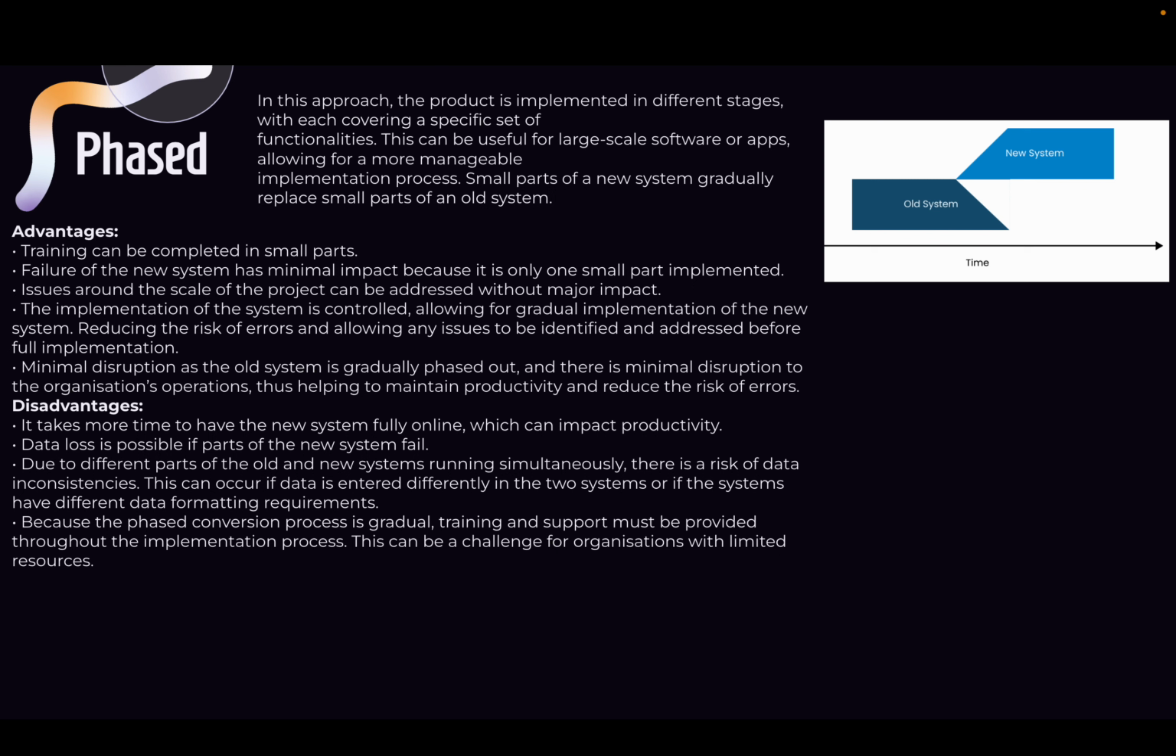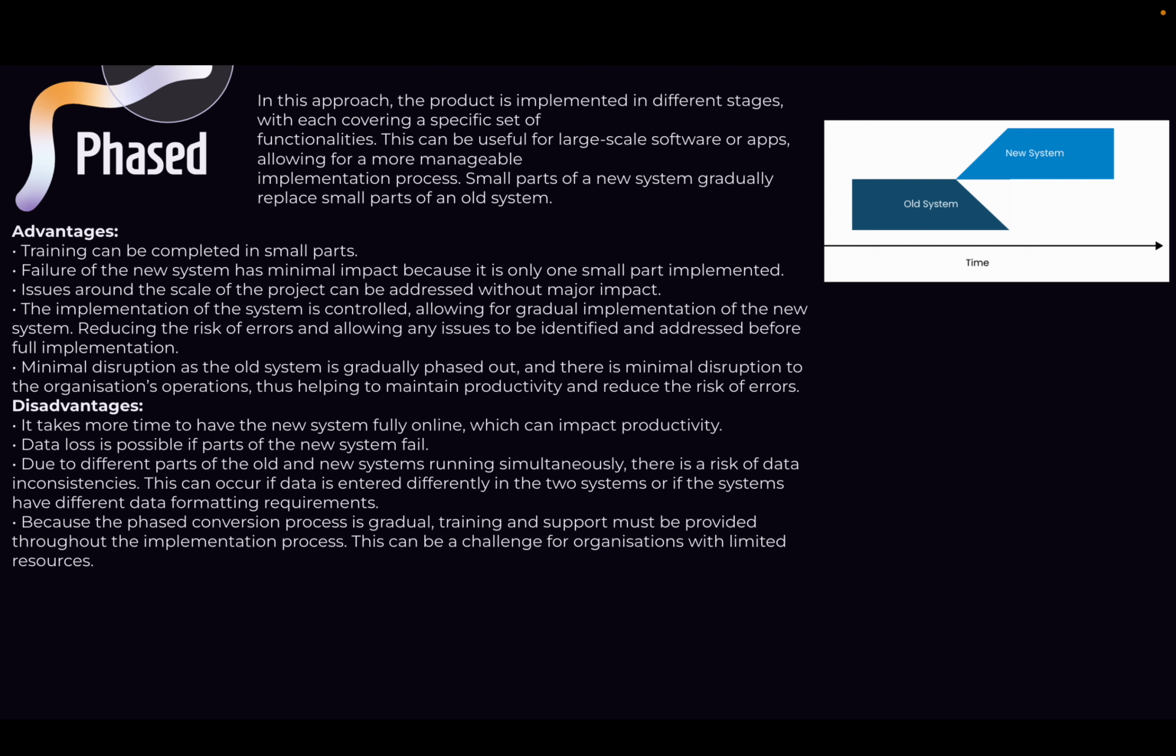Training for this is very good. The chance of failure of a new system is very small. They won't have a big impact because only small parts are implemented at a time. Issues can be addressed without major impacts. It's controlled, a good gradual implementation. It reduces the risk of errors, and that allows them to be identified easily and fixed before the entirety of the new system is implemented.